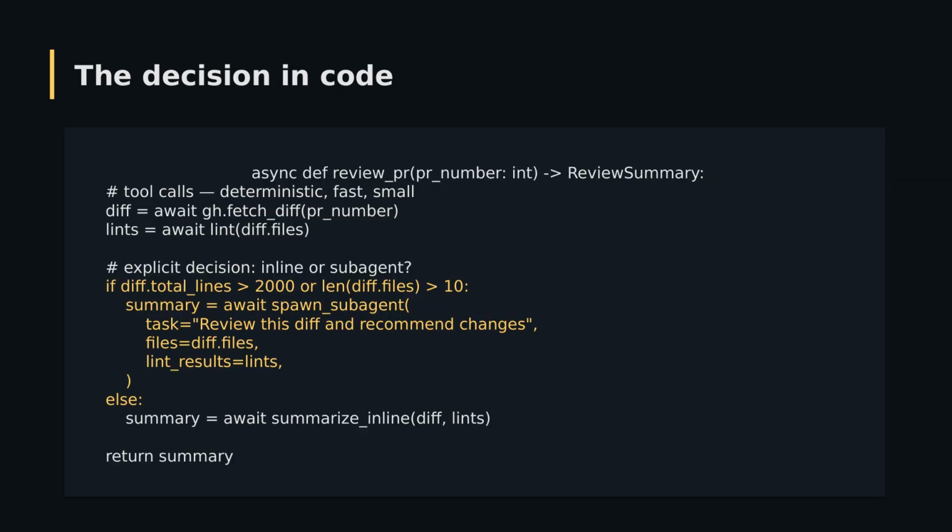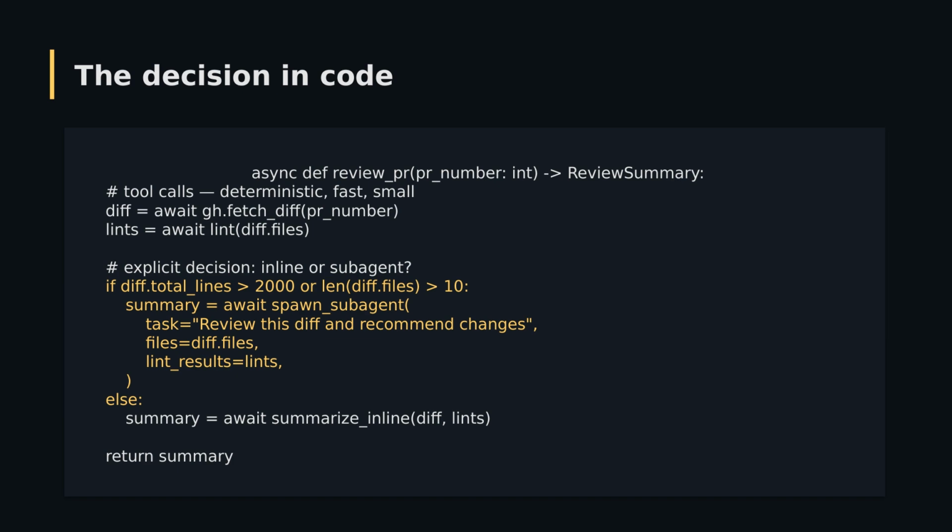Here's how the decision looks in practice. You're building a code review agent. It has to fetch the diff, run the linter, summarize what changed, and recommend fixes. 3 of those 4 are tool calls, deterministic, fast, small. Fetch returns text. Lint returns JSON. The 4th, summarize and recommend, is where you actually have to decide.